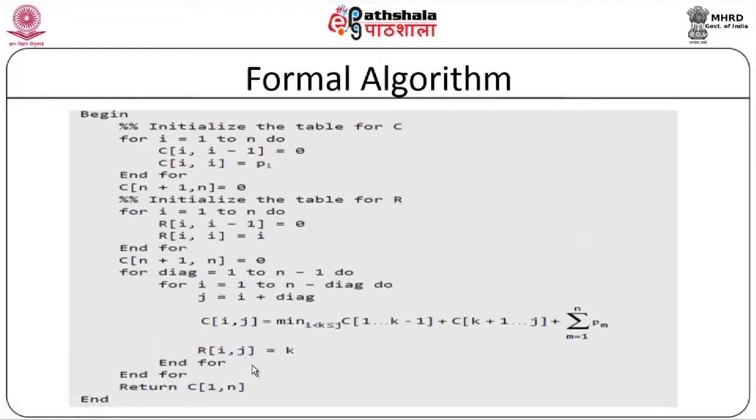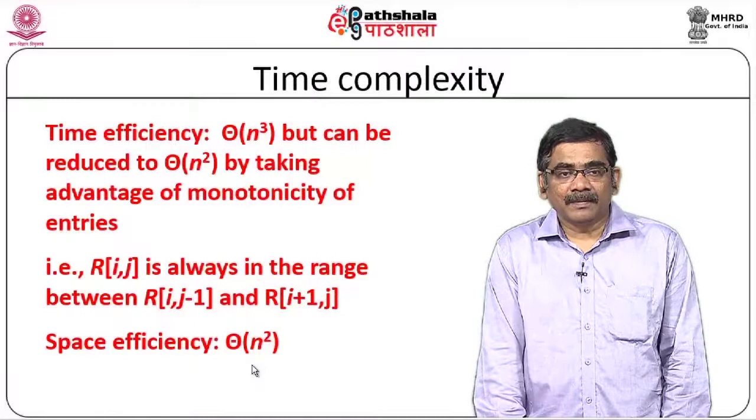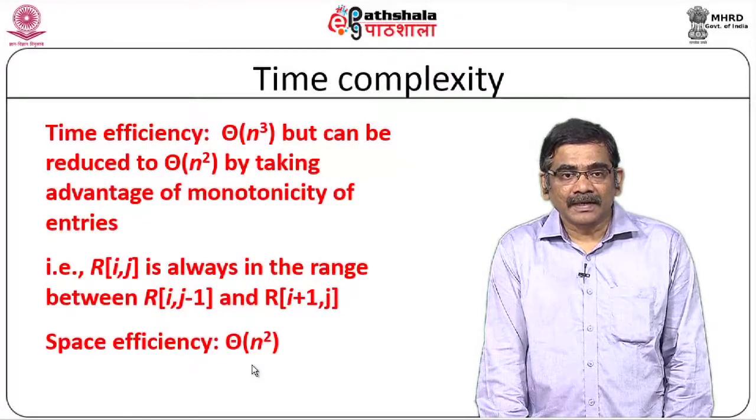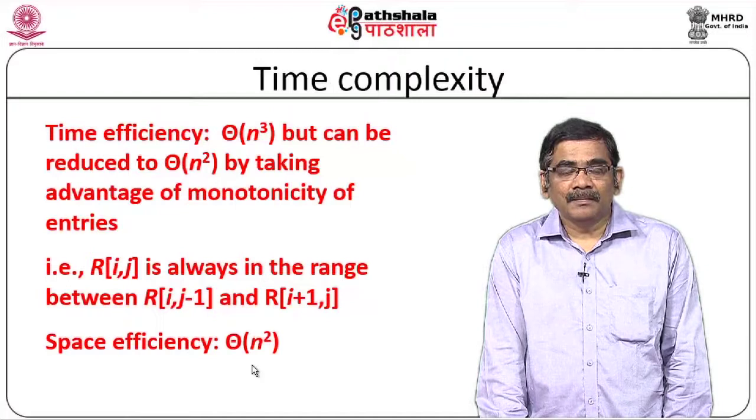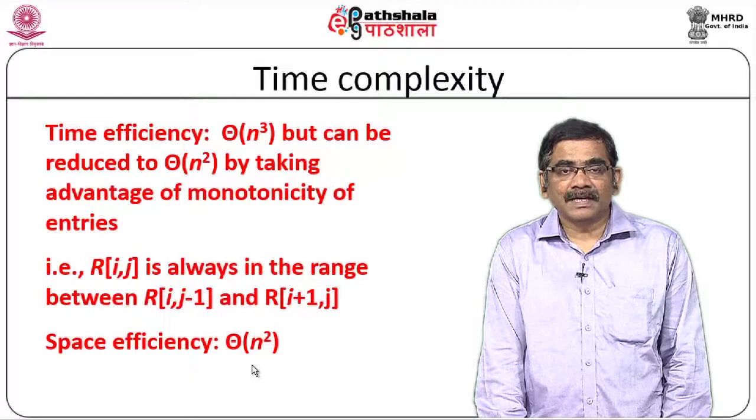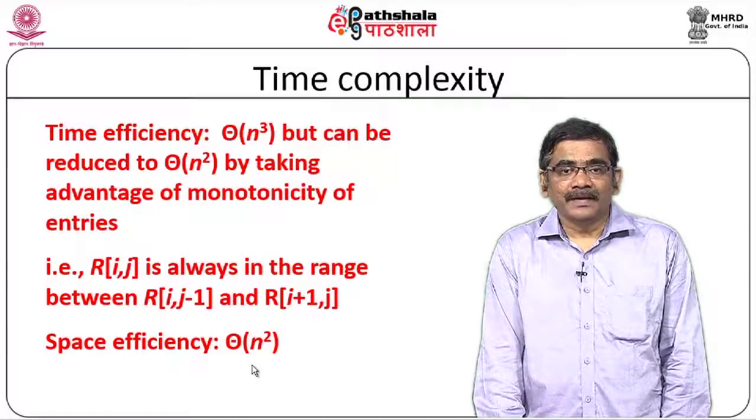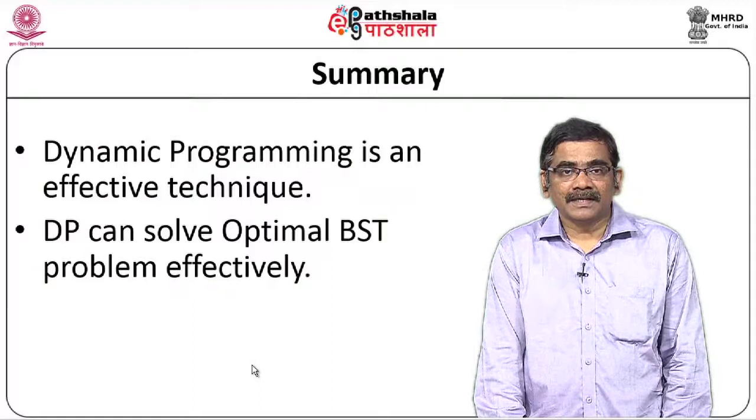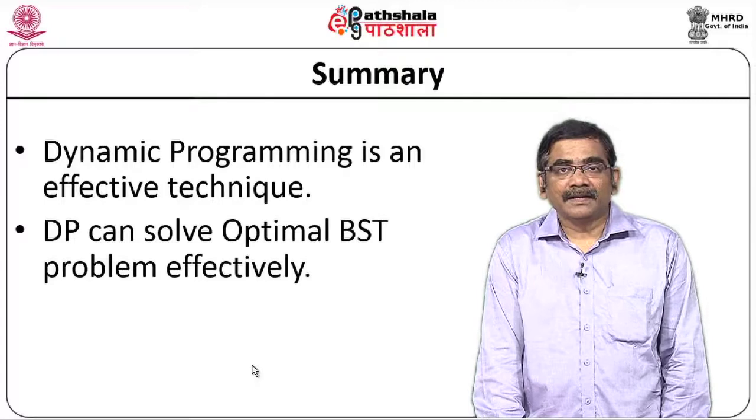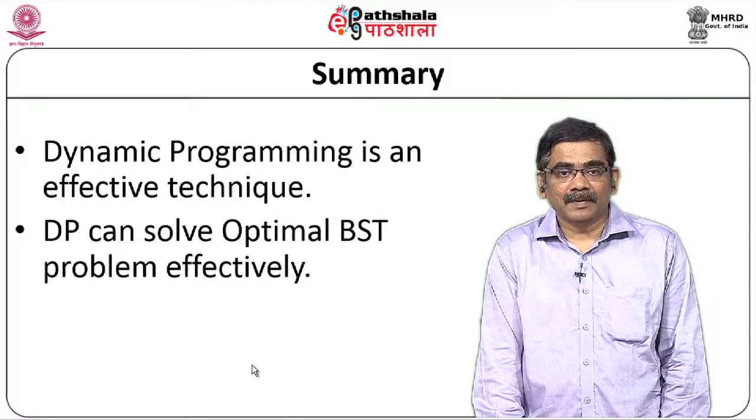This is the complete algorithm for this, and what is the time complexity? Time complexity is going to be theta of n cube, but taking advantage of the monotonicity, where R of i comma j is always going to be in the range, this can be reduced to theta of n square. And what is the space efficiency? It is going to be theta of n square. In summary, we can come to the conclusion that dynamic programming is a very effective technique. Dynamic programming can solve the optimal binary search tree problem effectively.